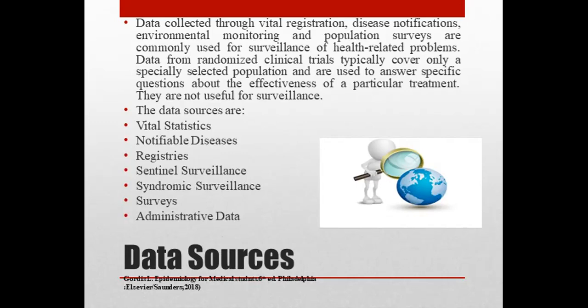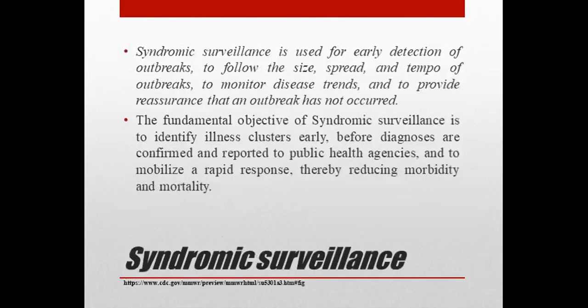And the data sources were already mentioned. Now, what is syndromic surveillance? Syndromic surveillance is a type of surveillance which is used for early detection of outbreaks, to follow the size, spread, and tempo of any outbreaks, to monitor disease trends, and to provide reassurance that an outbreak has not occurred. It is actually for early detection of outbreaks. The fundamental objective of syndromic surveillance is to identify illness clusters early, before diagnoses are confirmed and reported to public health agencies, and to mobilize a rapid response, thereby reducing morbidity and mortality.